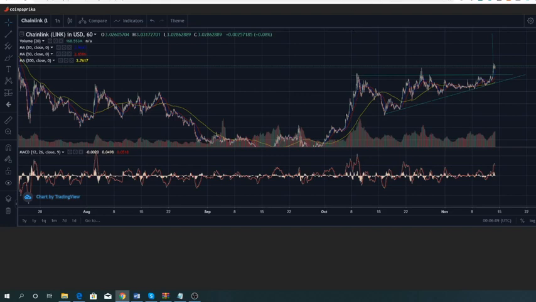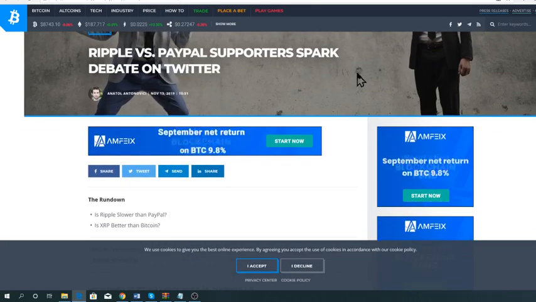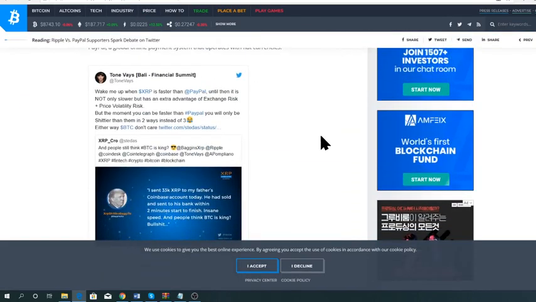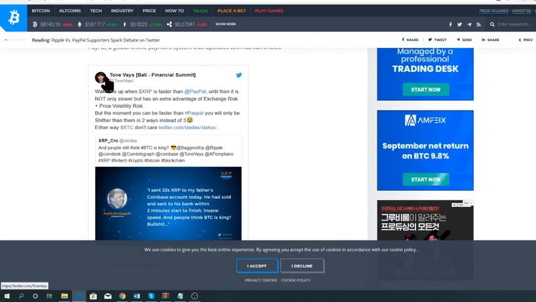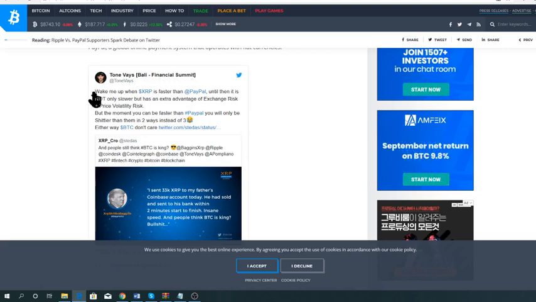Now we can actually look at different news. Now the news is mostly concentrating on Ripple, XRP, and then we'll look at some about the general market like BTC, Ether and all. So first, Ripple versus PayPal, supporters spark debate on Twitter. Now yeah, this will be happening, right? This is Ton Ways, you all guys know about him, right? He's not that up for XRP, because you see this, wake me up when XRP is faster than PayPal.